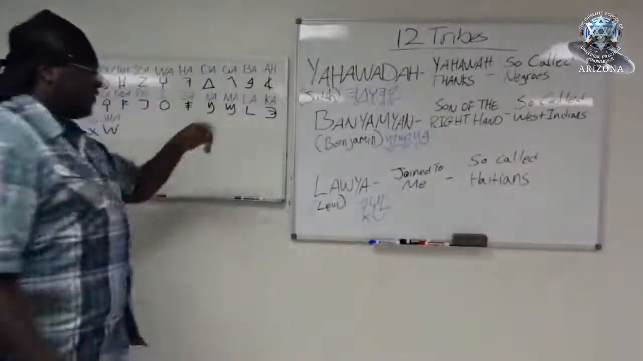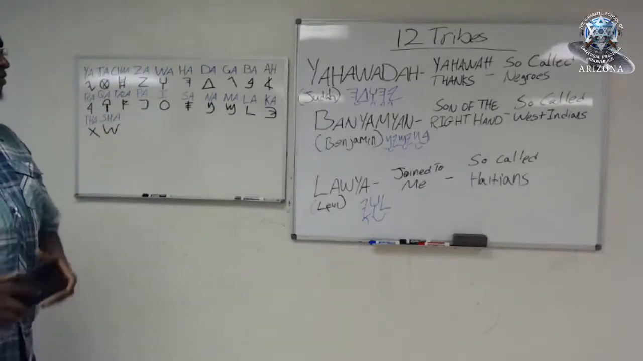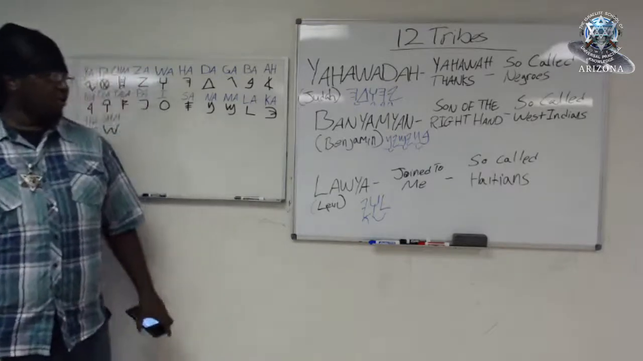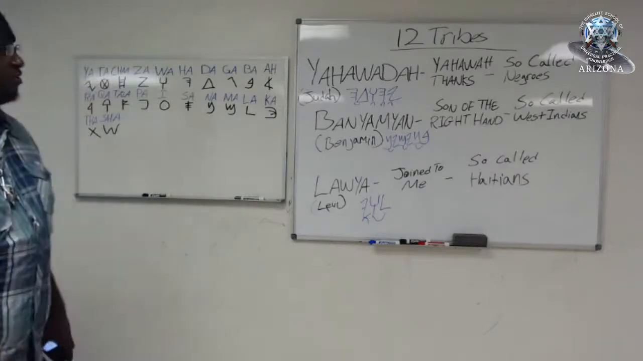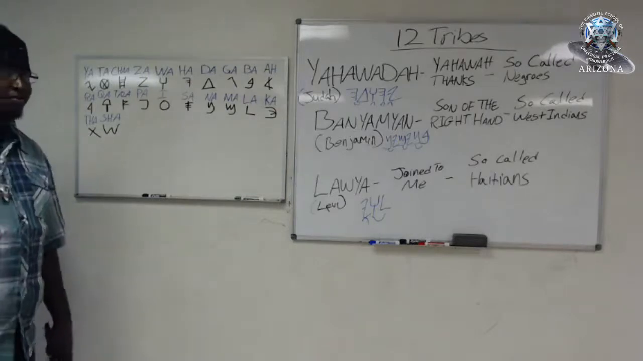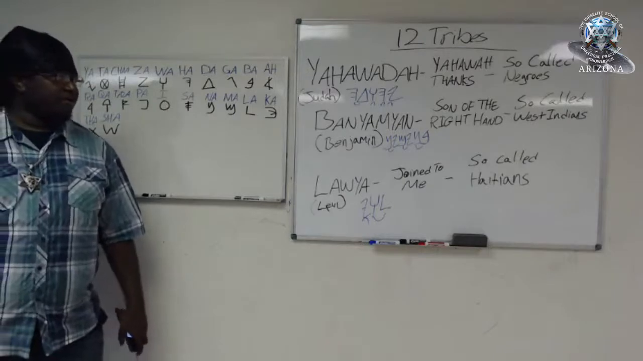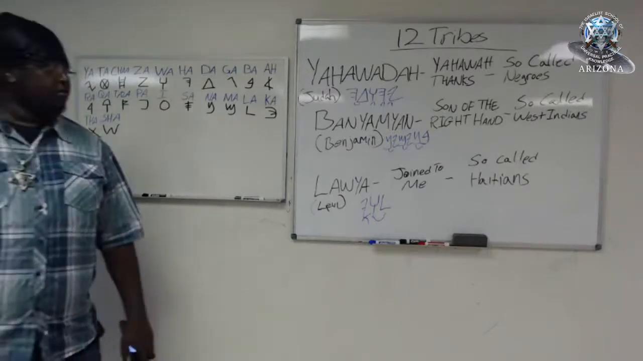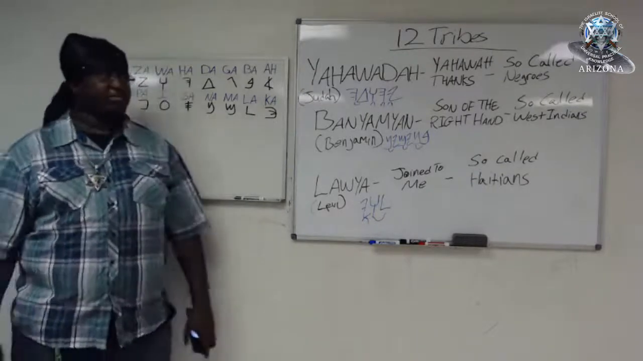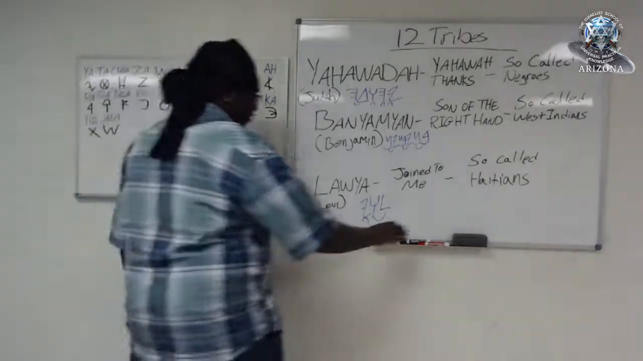Just give me a minute. So we've got Yehuda, Judah; Benjamin, Banyanya; Levi. Judah in Hebrew means Yahweh thanks, and is the so-called Negroes. Benjamin means son of the right hand, with the so-called West Indians. And then you have Levi, who's joined to me, with the so-called Haitians. Also, just to note, let me write this up here real quick.